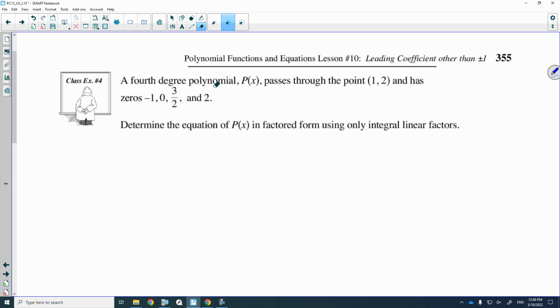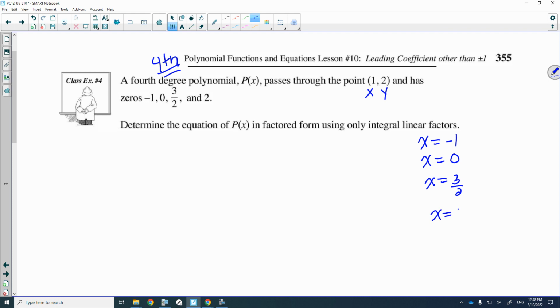Okay, fourth degree polynomial. Okay, so another even one passes through that point. So they gave the x and they gave the y. Here are the zeros. So I like how they wrote these zeros. My zeros are x is equal to negative 1, x is equal to 0, x is equal to 3 over 2, and x is equal to 2. What's each factor to give you those zeros?